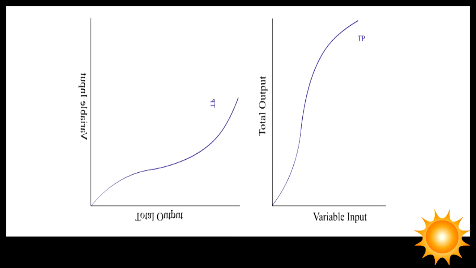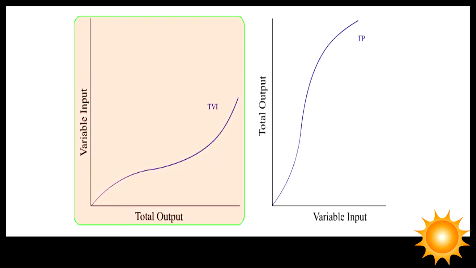In the TP curve, output is a function of variable input. By reversing the horizontal and vertical axis, we get total variable input, TVI. If we multiply TVI by a constant unit cost of the variable input, we get total variable cost, TVC.